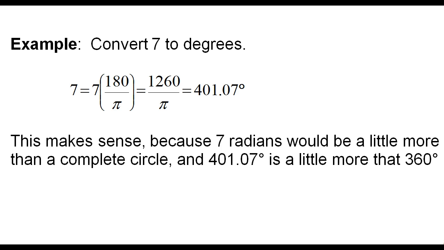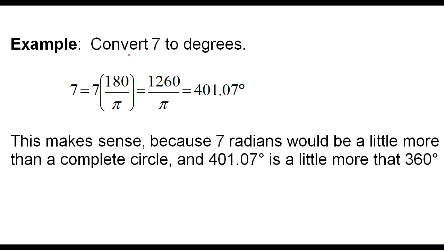I want to look at one more because this might catch some of you off guard. Convert 7 to degrees. Now, this doesn't have a pi in it, but it is still radians. If you have an angle measure that is in degrees, it must have the little degree symbol. So this is actually radians, 7 radians. So radians to degrees, multiply by 180 over pi. If you put that in your calculator, you get 401.07 degrees.